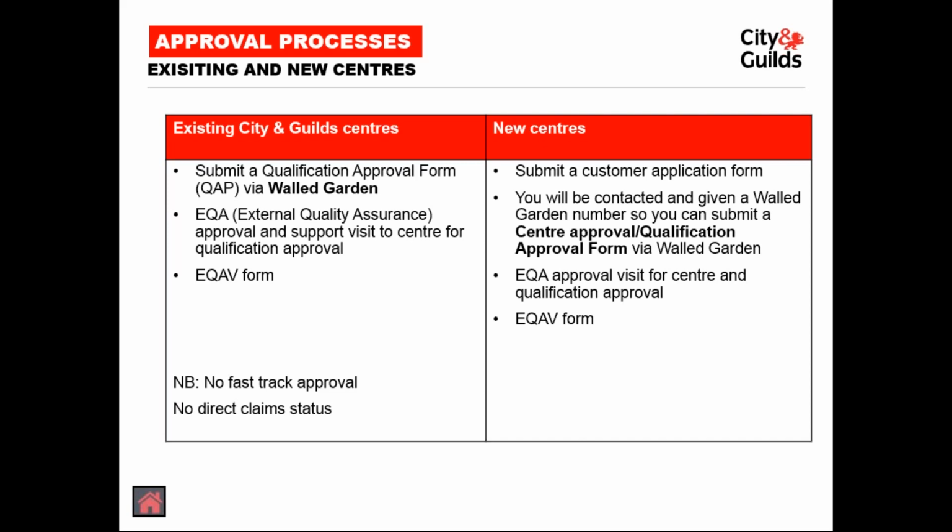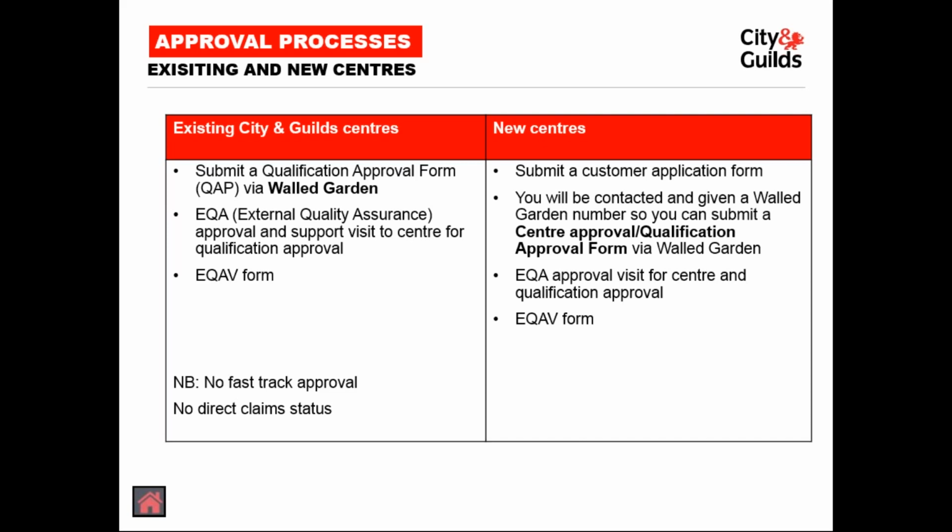What they will do is leave you with an EQAV form which will set out any actions that you need to take. The cost for submitting a QAP for a technical award is £200 per qualification. There are no fast track approvals for Key Stage 4, and just to note, there are no direct claim status either for certificates, because we give the grading, overall grading for the end test and the synoptic assignment.